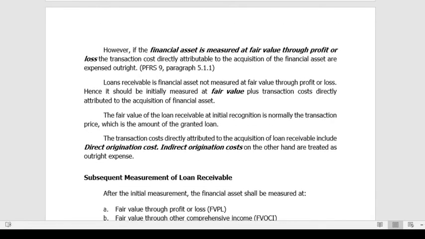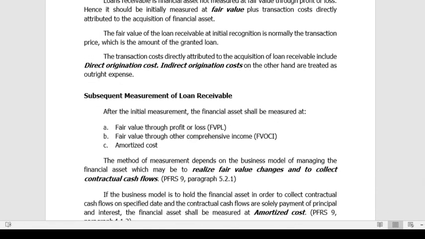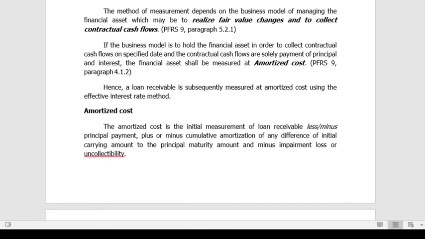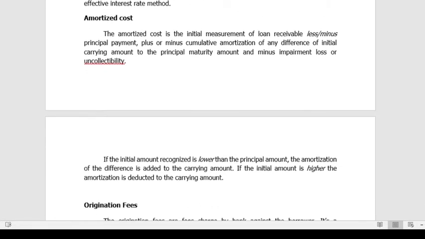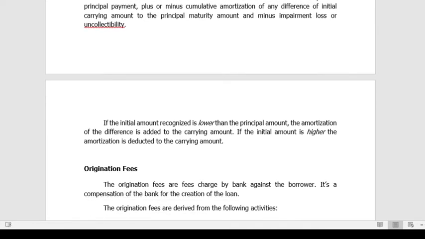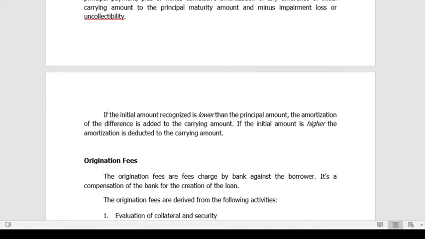Okay. So, some items are for your reading, but I will be giving the basic knowledge that you have to know in order for you to survive analyzing loan receivable transactions.